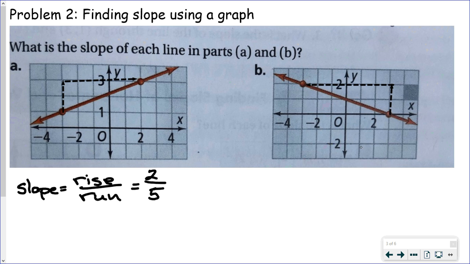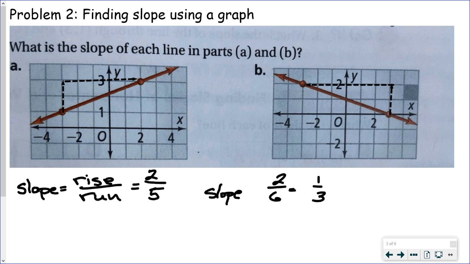So again, I'm going to do rise over run. So I rise 2 and run 1, 2, 3, 4, 5, 6. So this one is 2 over 6. And you should always simplify fractions. So this one simplifies to 1/3.